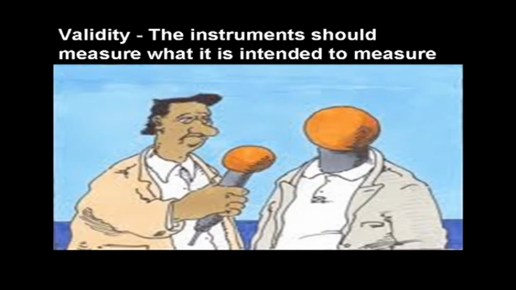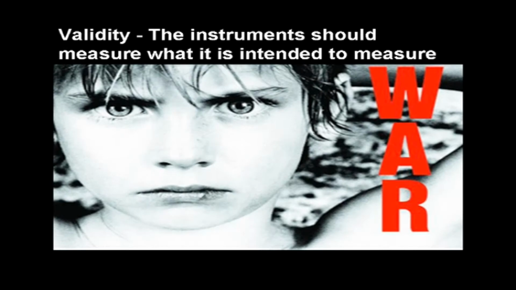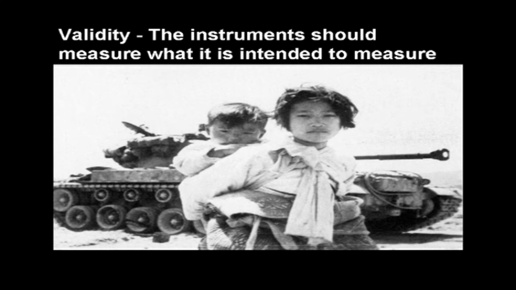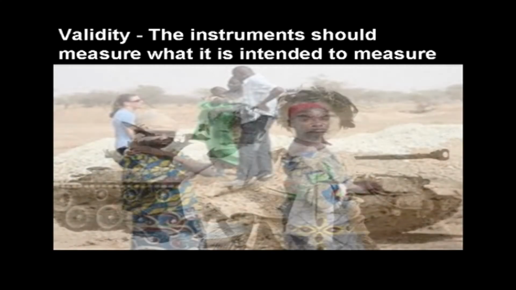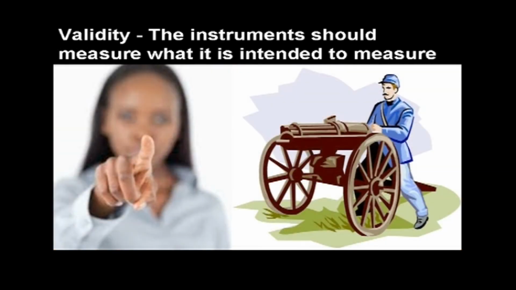The third one is validity. The instrument should measure what it is intended to measure. For instance, an attitude scale intended to measure the attitude of respondents towards war should measure only that issue. That is, the instrument should measure a respondent's attitude towards war and not anything else.